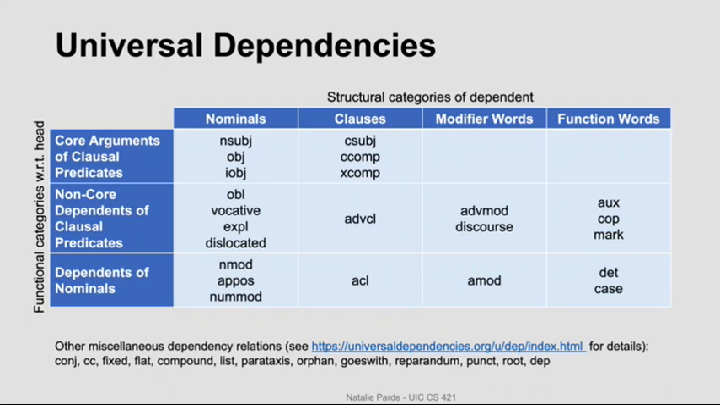So some dependents are acting as core arguments of clausal predicates, some are acting as non-core dependents of clausal predicates, and some are acting as dependents of nominals. The columns in this table correspond to the different possible structural categories of the dependent. So some dependents are nominals, some are clauses, some are modifier words, and some are function words.